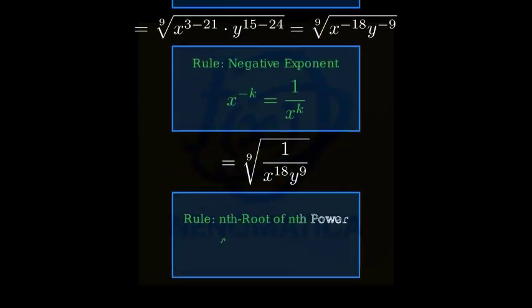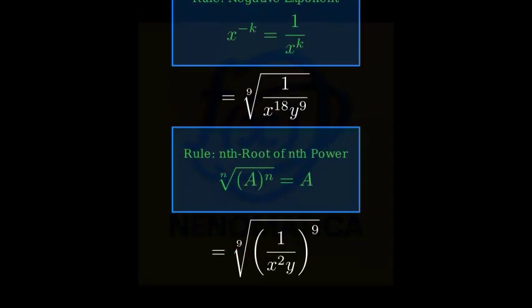Now, let's recognize a pattern. We're taking the 9th root of a fraction. The denominator is x to the 18th times y to the 9th. We can rewrite this as the 9th root of 1 over x squared y to the 1st, all raised to the 9th power. This is because x to the 18th is equivalent to x squared raised to the 9th power, since 2 times 9 equals 18. Similarly, y to the 9th is equivalent to y to the 1st raised to the 9th power.